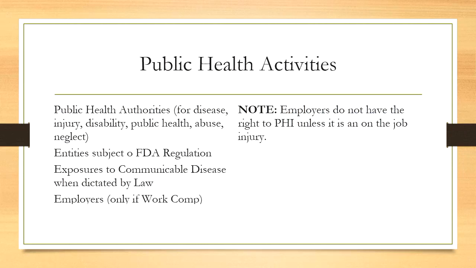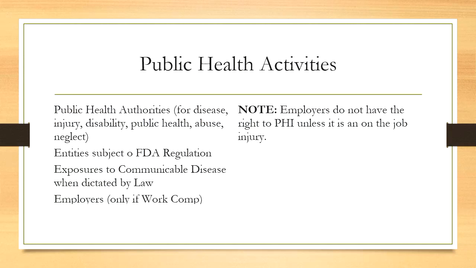Public health activities. Public health authorities include those organizations that are authorized by law to collect or receive information regarding the prevention or controlling of disease, injury, or disability, and to public health or other government authorities for cases involving things like child abuse or neglect. FDA regulation for product tracking, reporting, recalls, or the like also fit here. That piece could come into play in some offices that carry certain products or supplements.